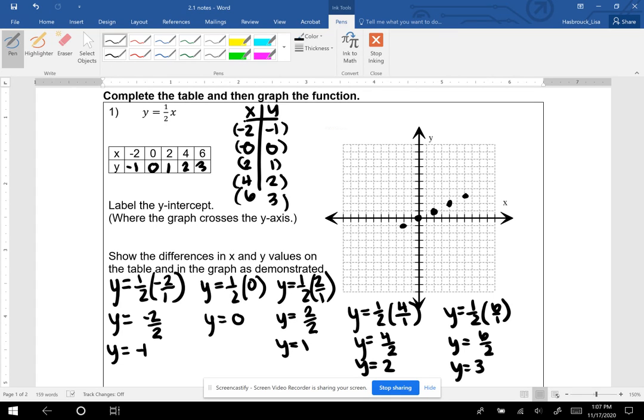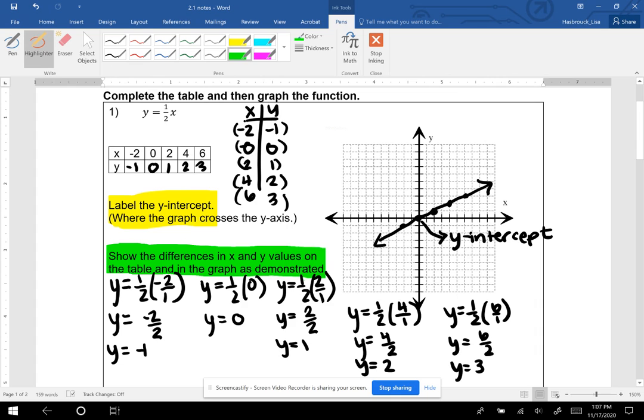This is to label the y-intercept here. So to do that, I'm going to find where our graph crosses the y-axis, and that is our y-intercept. So for this one, it is at 0, 0. I'm going to go ahead and connect these points with a line with arrows on both ends. Then the last thing it says to do here is show the differences in x and y values on the table.